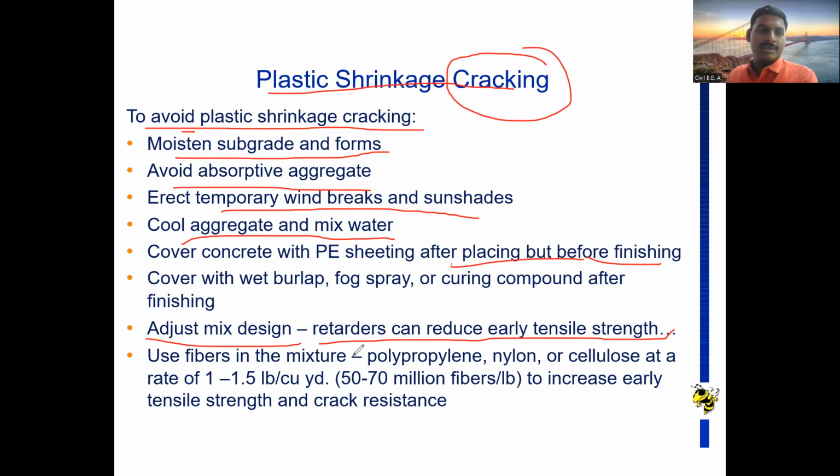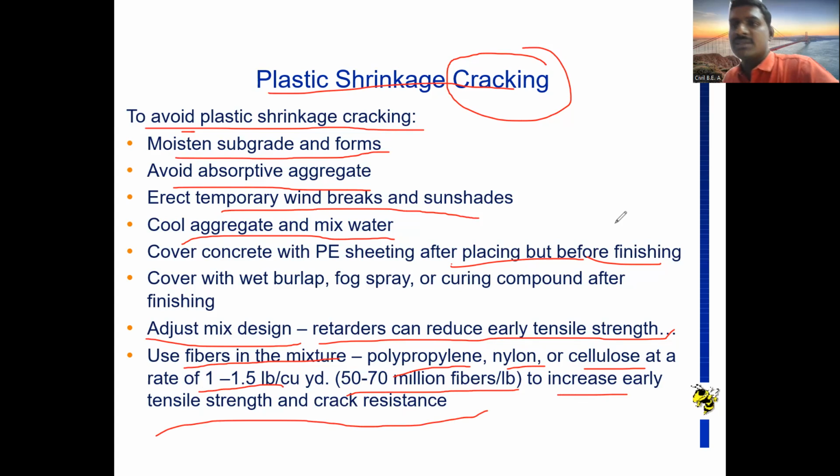In this way, we also have to use some fiber in the concrete. The fiber may be polypropylene, nylon, or cellulose at the rate of 1 to 1.5 lb per cubic yard, with 50 to 70 million fibers per lb, to increase the early tensile strength and crack resistance. So to resist or avoid cracks, such precautions we have to take to avoid plastic shrinkage cracking.